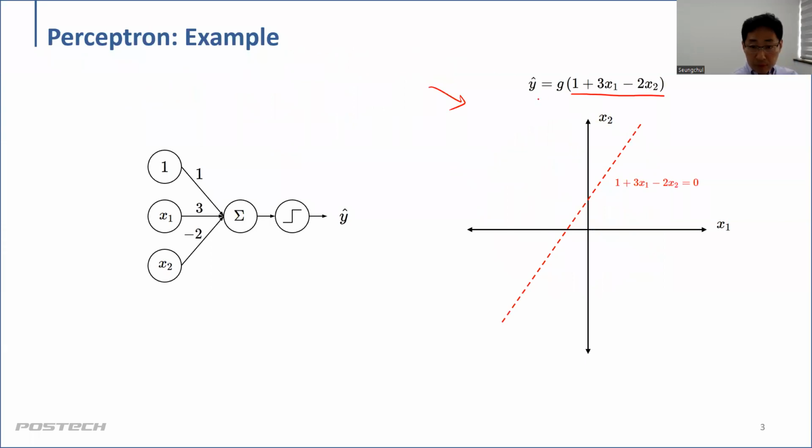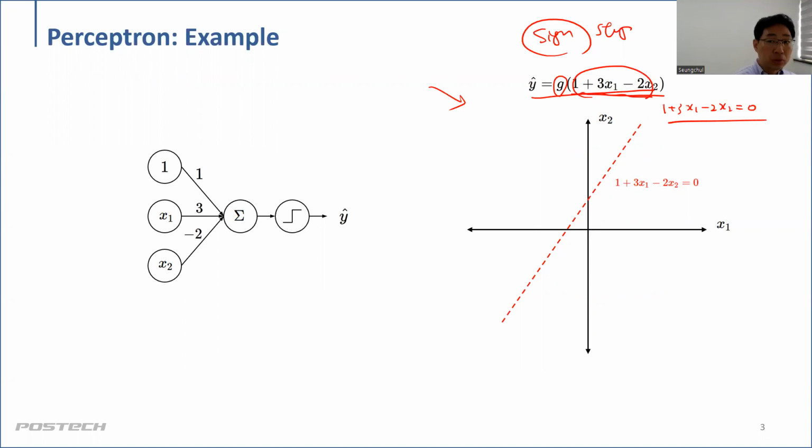So suppose we have this one. That means this is some kind of sine or step function. So if this is a classification boundary, it's a two-dimensional space and everything is linear, so it's going to be a linear equation. I mean a linear classifier, or a straight line.